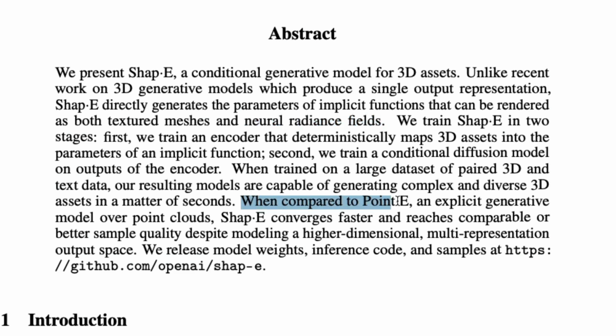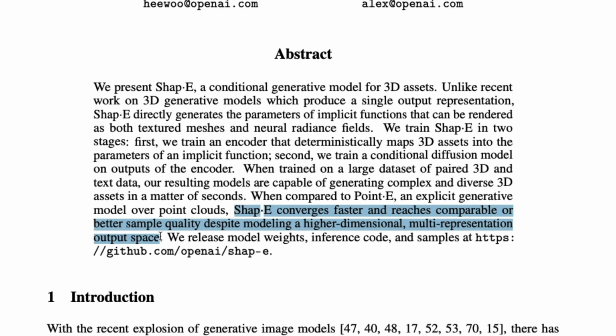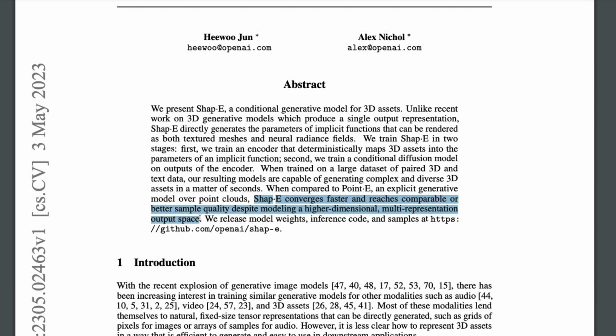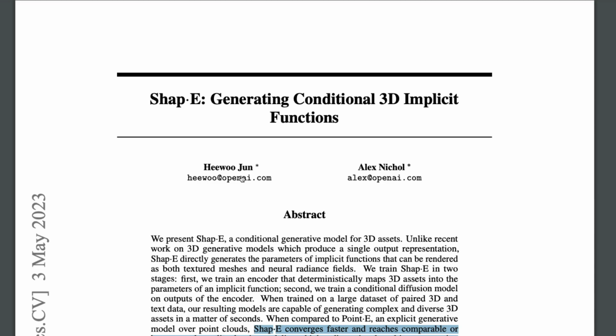And when you compare it with Point-E, which is also from OpenAI, an explicit 3D generative model over point clouds, "SHAP-E converges faster and reaches comparable or better quality despite modeling a high-dimensional, multi-representation output space." Which means if you are planning to use Point-E, or if you are obsessed with Point-E, this is something that you should definitely check out. Thanks to OpenAI for making this open source.